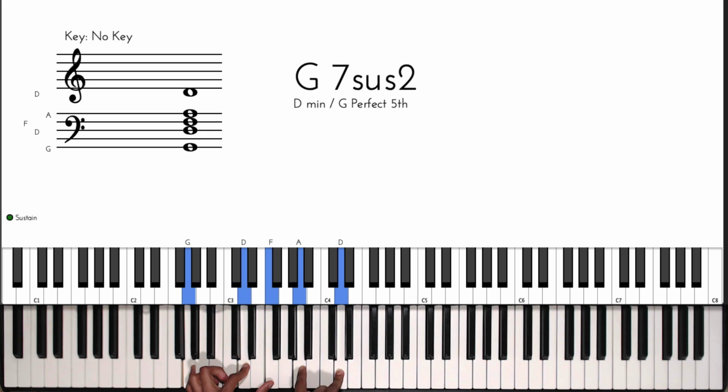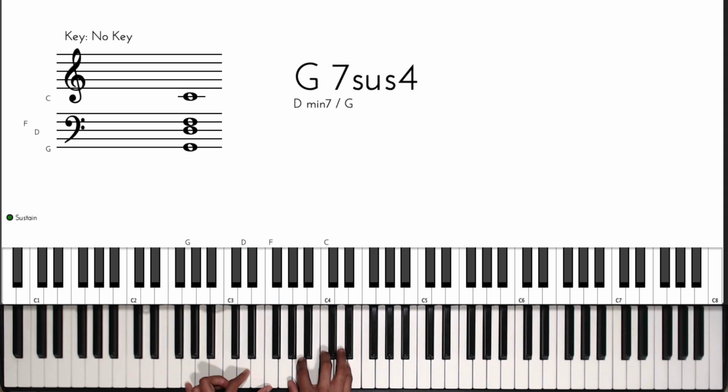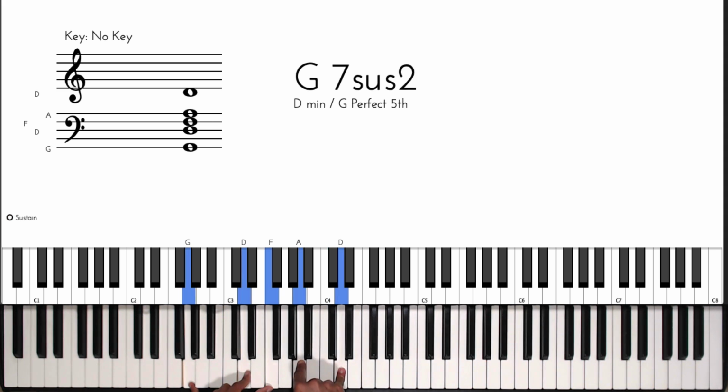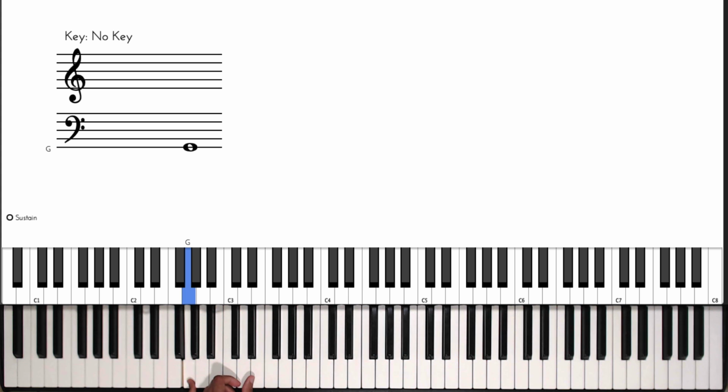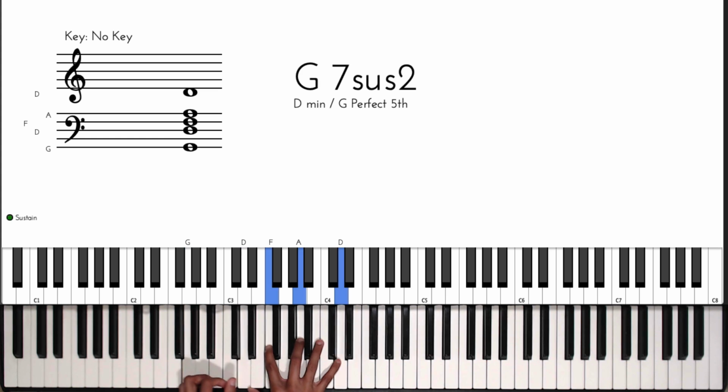Then for the 5 chord, right, before we were playing this G7 sus4, but in this case we're switching it up and playing a G7 sus2 chord. Now this chord right here, very easy to memorize, right? We're simply playing a G in our bass or our left hand, and our right hand is going to play a D minor, right?